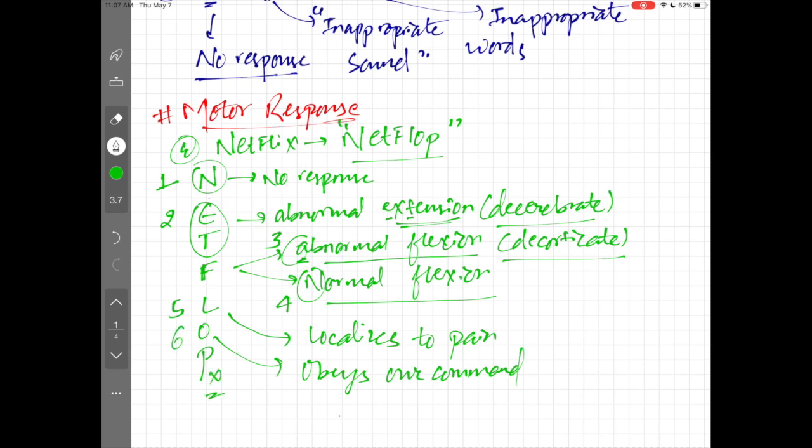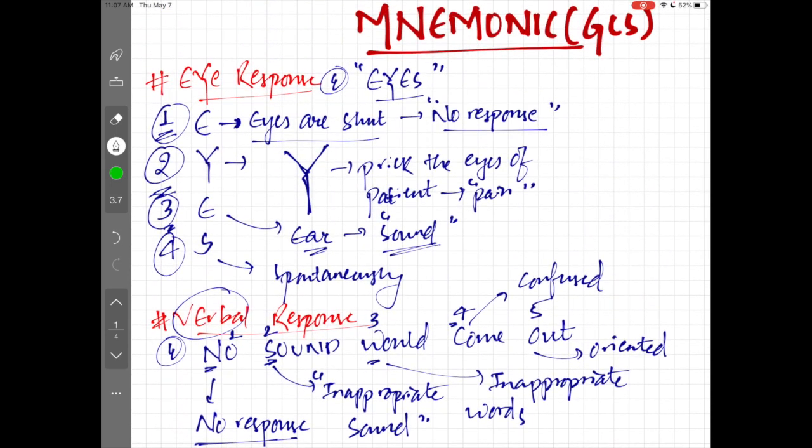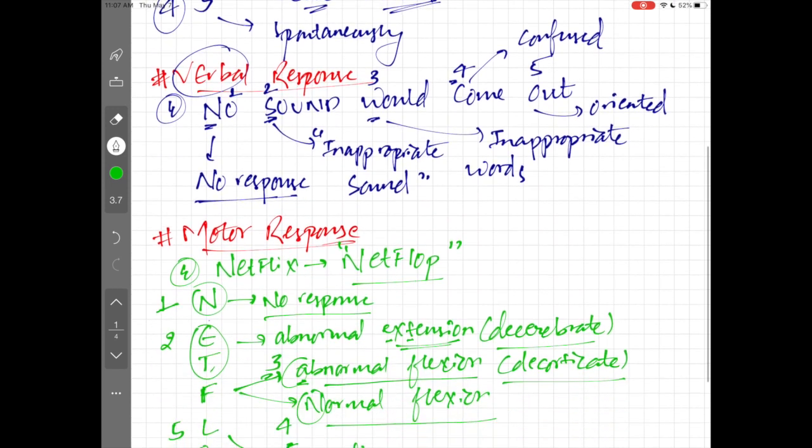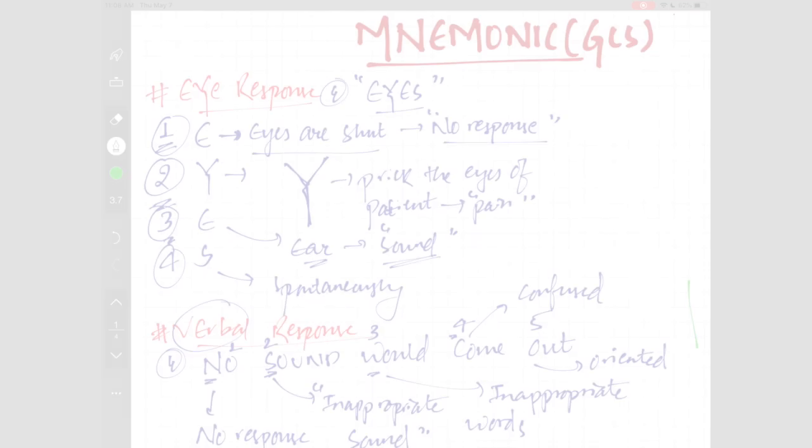P has nothing to do here. So N means no response, ET means abnormal extension, flexion is of 2 types, abnormal and normal. A comes before N, so abnormal is getting a score of 3, and normal is getting a score of 4. L means he localizes to pain, and O means he obeys our command, so 1 to 6, right? So this is the mnemonic for the GCS scale. For eyes we have EYES, for verbal we have "No sound would come out", and for motor we have Netflop, right?